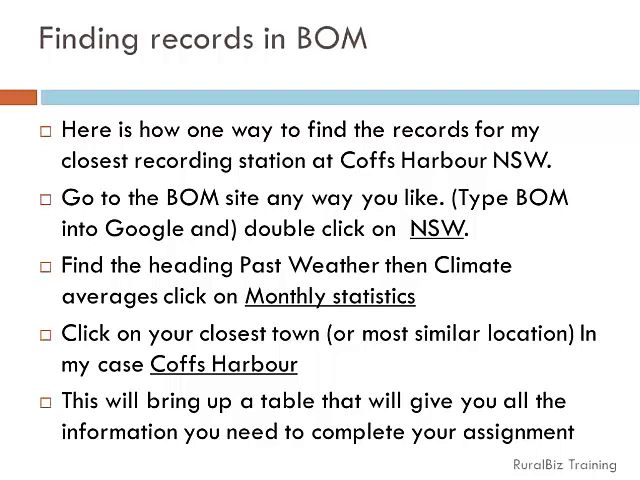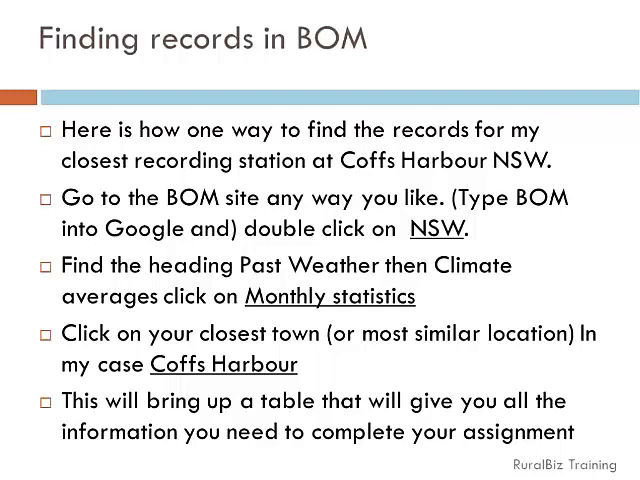So you go to the Bureau of Meteorology site any way you like. If you haven't been there before, simply type BOM into Google. When you get there, double click on New South Wales. You find the heading past weather, which is on the right hand side. I think it's in a mauve coloured box. And then climate averages. Click on the one that says monthly statistics, which is at the bottom of the list. You'll come up with a whole list of towns. In my case, you click on Coffs Harbour.